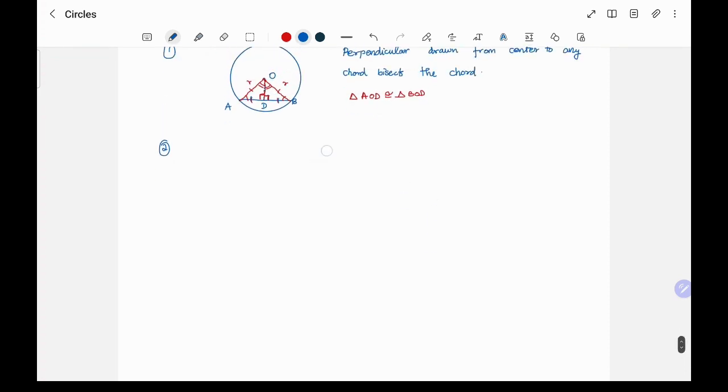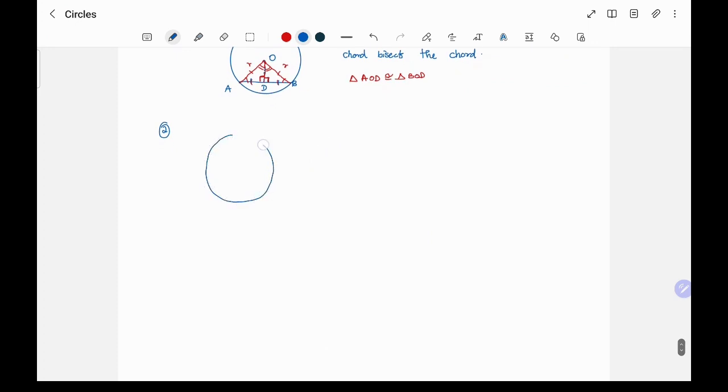The second property follows from the first property. So if you have two chords AB and CD, and you take the perpendicular bisectors of these two, they will meet at the center of the circle. So the perpendicular bisectors of any two chords of a circle meet at its center.